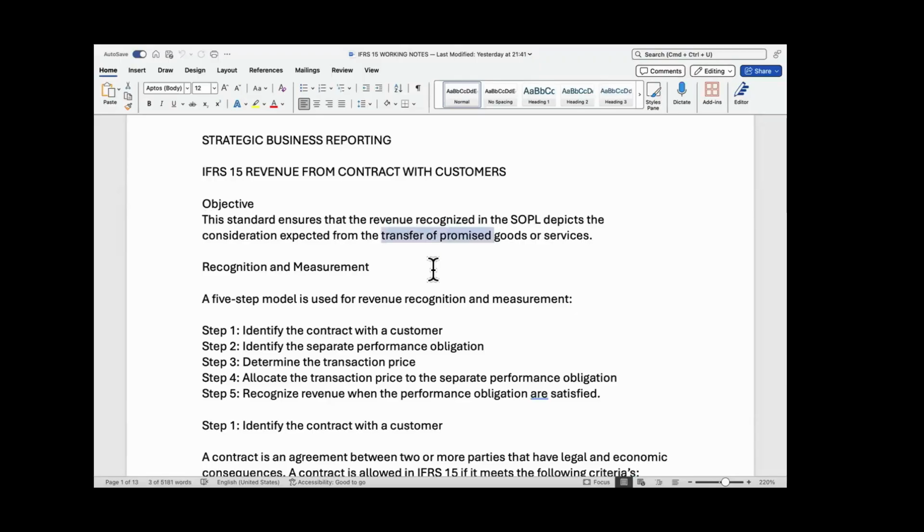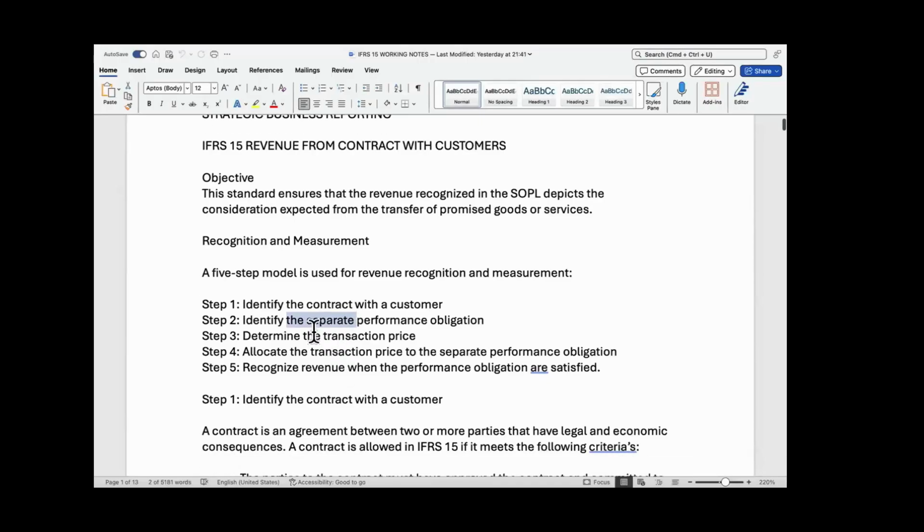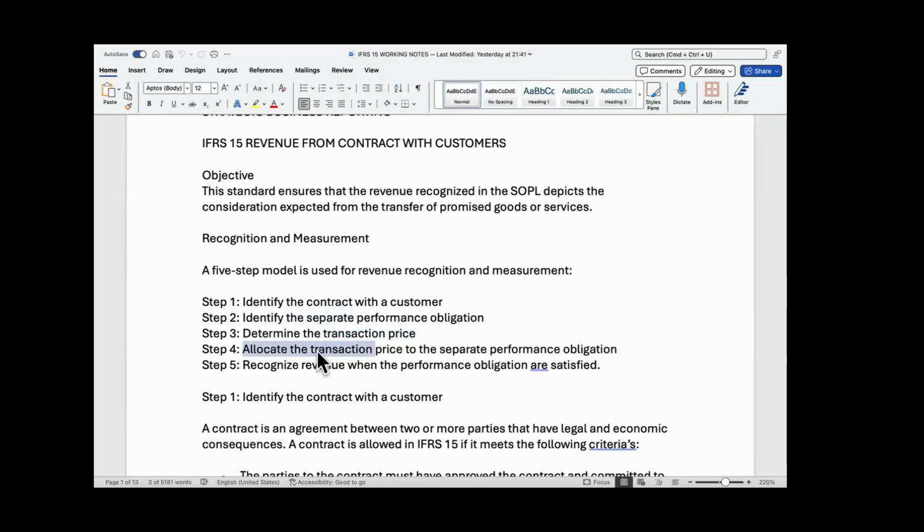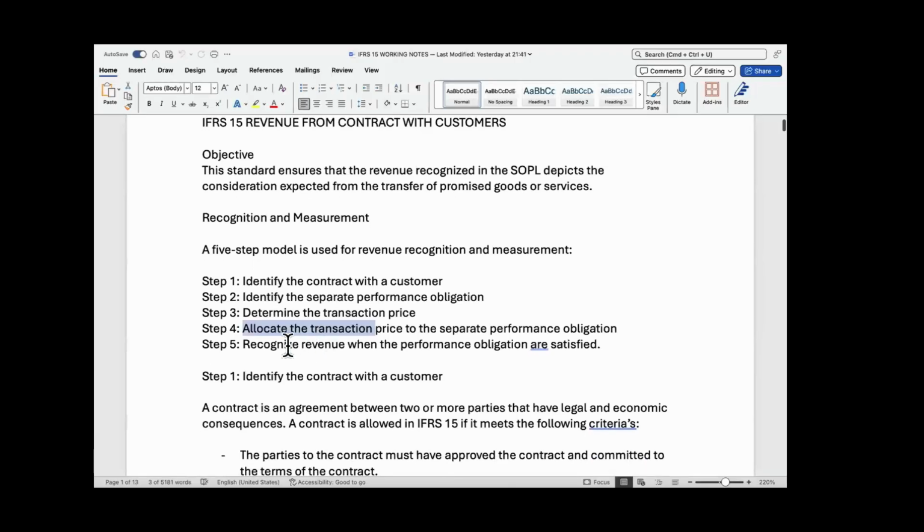Now, to recognize and measure revenue, we use a 5-step model. Step 1 talks about the contract with the customer. There has to be a contract. Step 2, we need to be able to identify the separate performance obligation. Step 3 talks about the transaction price. Step 4 says you might have to allocate transaction price to the separate performance obligations. And step 5 says you should recognize revenue when a performance obligation is satisfied.